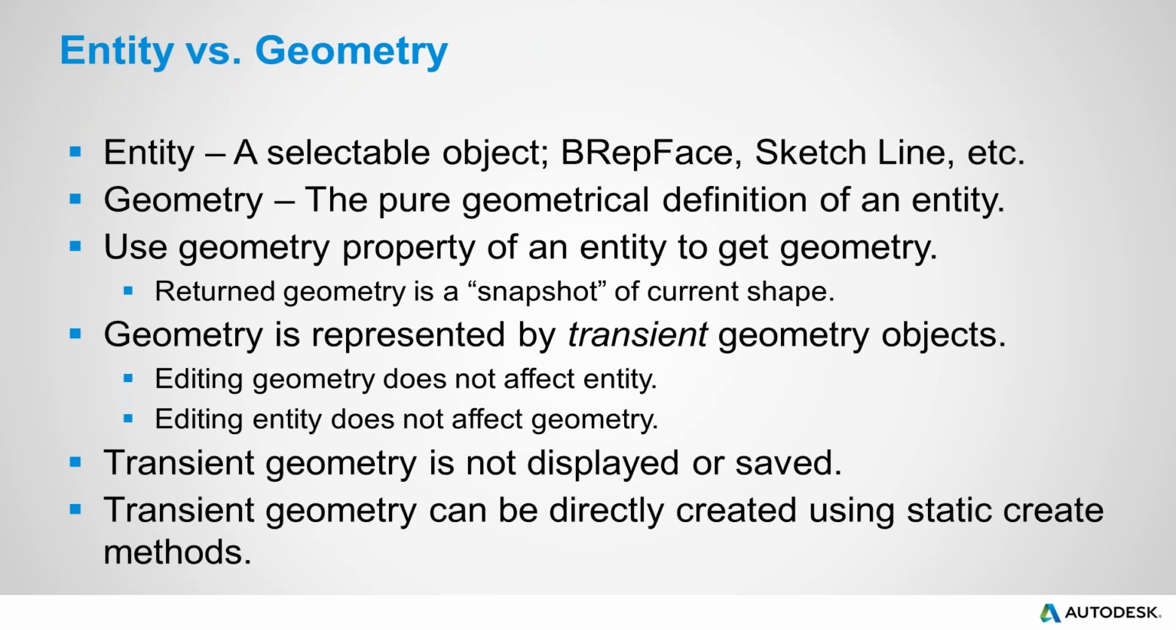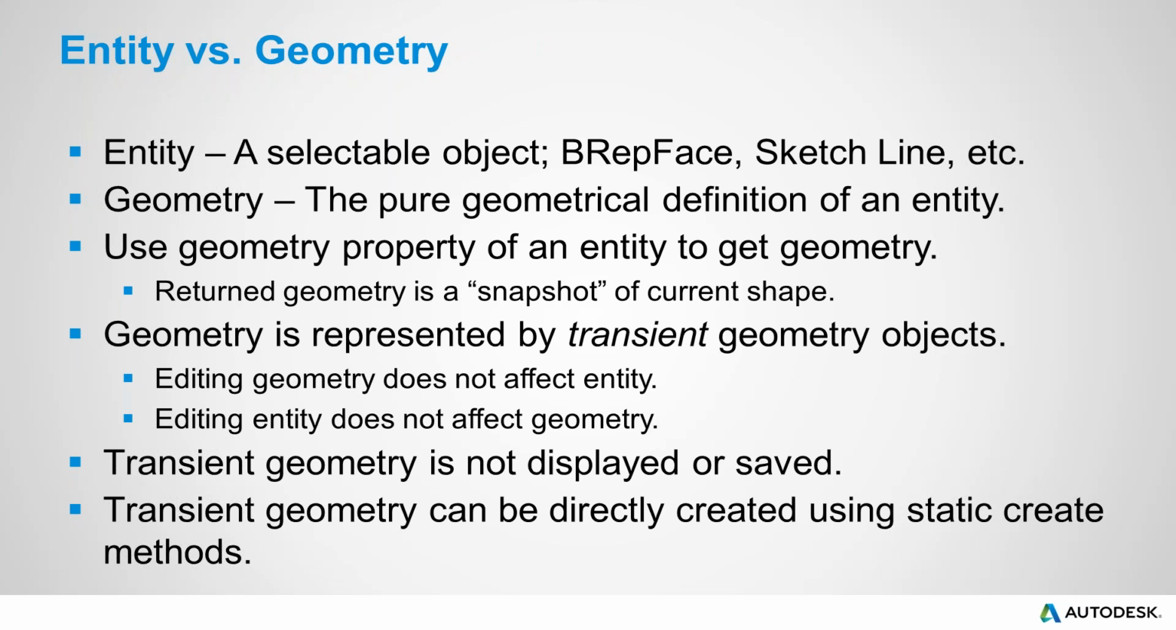You can create transient geometry yourself by using some static methods. So I could create a line, but what I'm doing is just creating the definition of a line. It's transient, so I wouldn't see anything happen inside Fusion. I didn't create anything that's going to be displayed or saved. It's just a temporary description of a line.